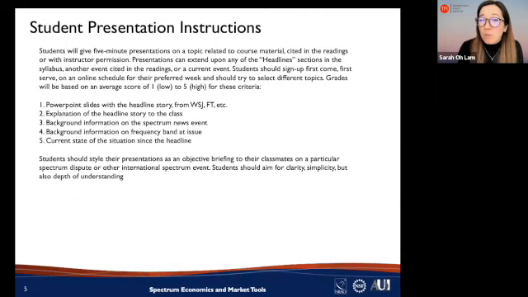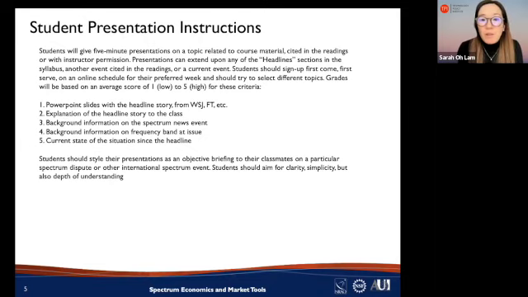A lot of times, spectrum bands have a history of different deliberations and negotiations about how the band should be used. So you can look up the history of the band and if there were any prior conflicts or disputes about that particular part of the radio spectrum. And then it'd be helpful if you could describe to your fellow classmates the current state of the situation since that headline has been put out. So you can pick a headline that is older, from 10 years ago, and then talk about that episode. Or you can pick a headline that's more recent.